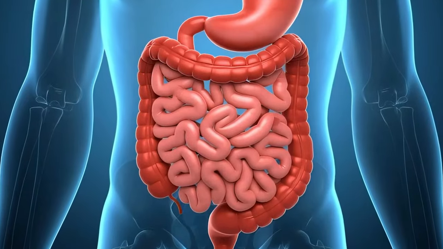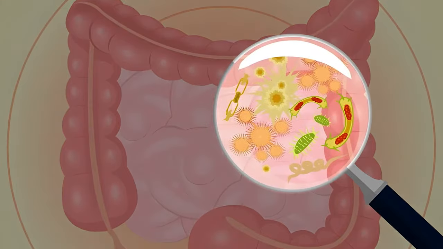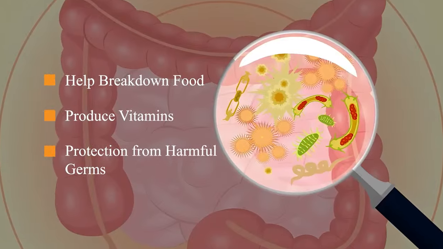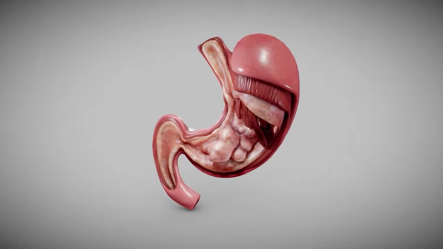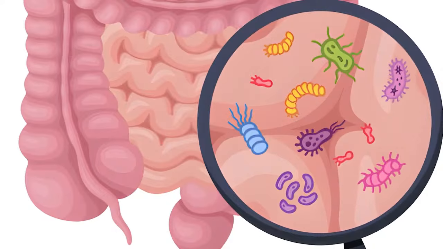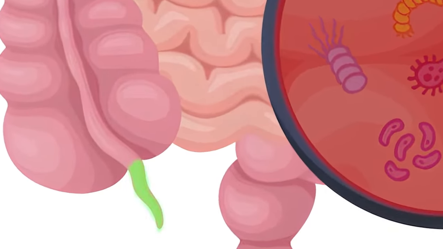Your digestive tract, especially the colon, is home to trillions of good bacteria. These bacteria help break down food, produce vitamins, and protect you from harmful germs. When you get a serious stomach infection, for example, severe diarrhea caused by food poisoning, most of these good bacteria get flushed out of your intestines. That's when the appendix steps in.